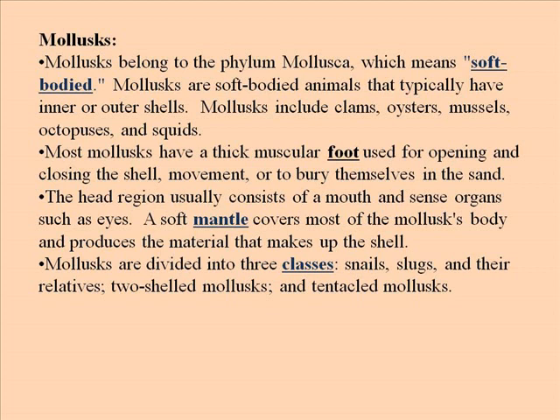Our sixth animal phyla is going to be phylum Mollusca. Mollusca means soft-bodied. So these are going to be soft-bodied animals, and they're going to typically have an inner or outer shell. Examples of your mollusk are going to be clams, oysters, scallops, mussels, octopus, squid, snails, and slugs.